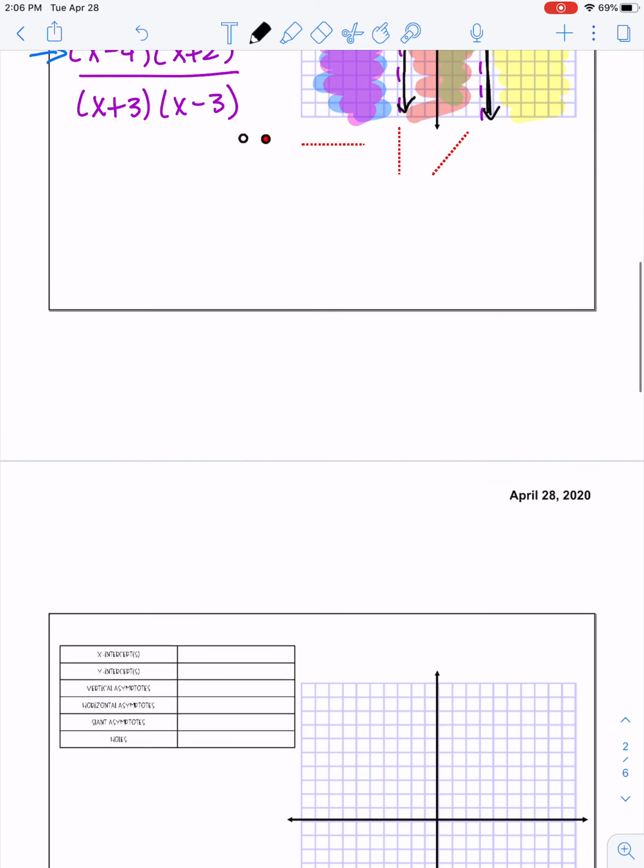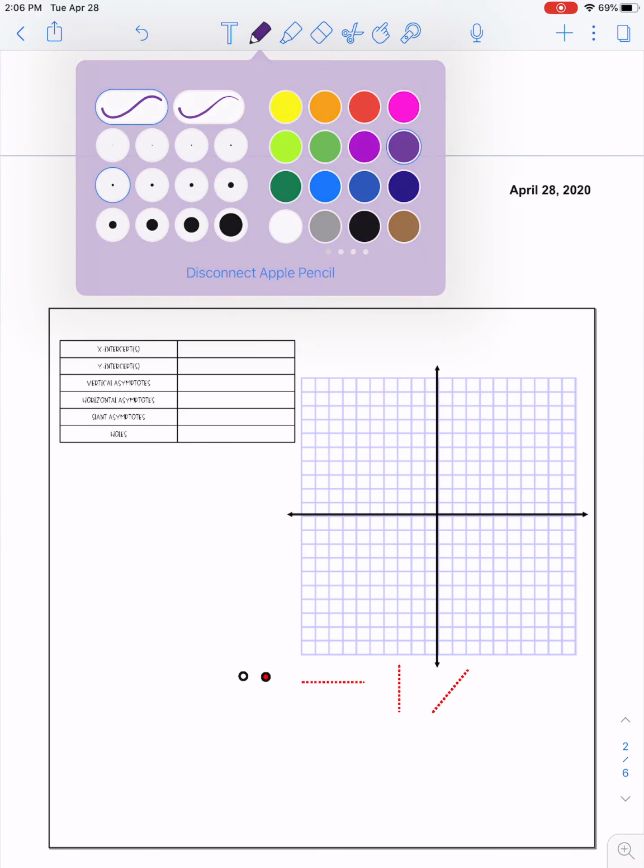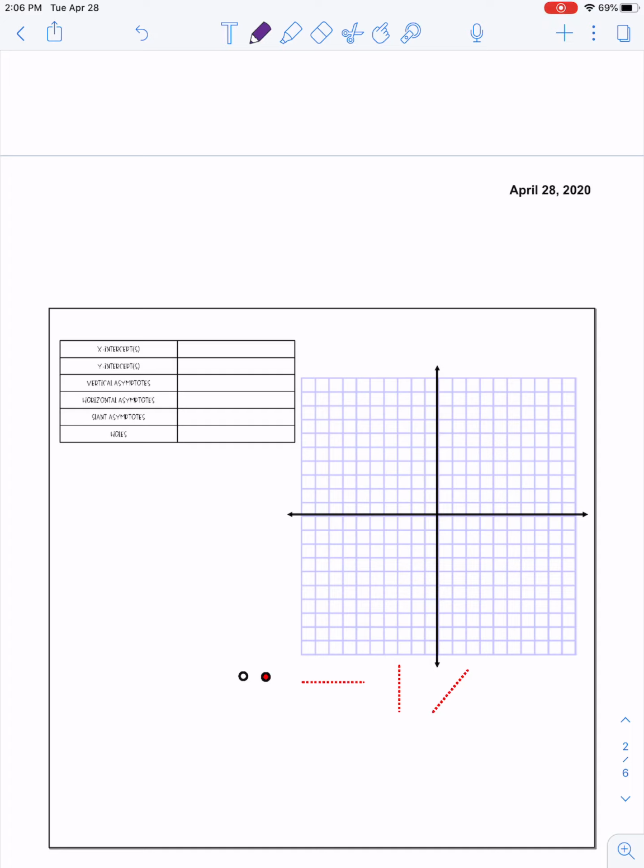Let's look at one more, maybe two, we'll see, because I don't want to be talking too much. Let's look at number 8. Okay, number 8 is 2x squared minus 5x plus 2 over 2x squared minus x minus 6. And that simplifies to 2x minus 1 over 2x plus 3.